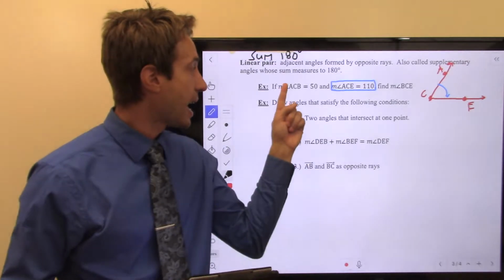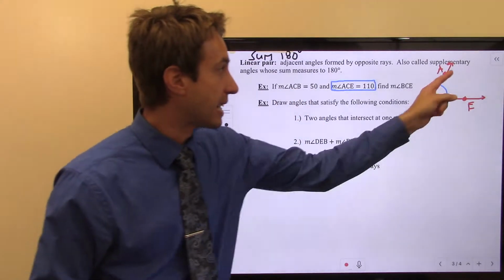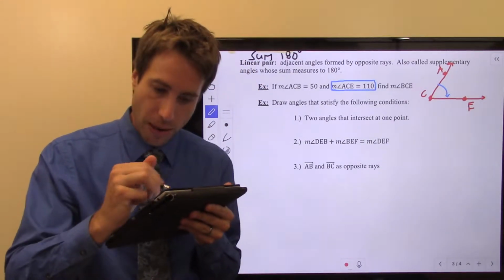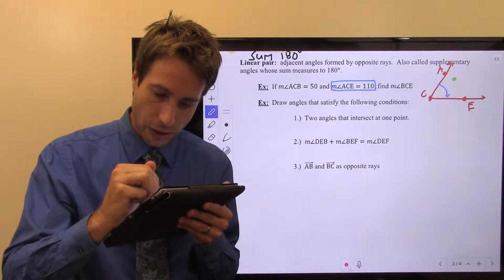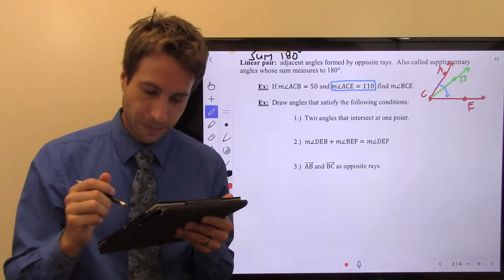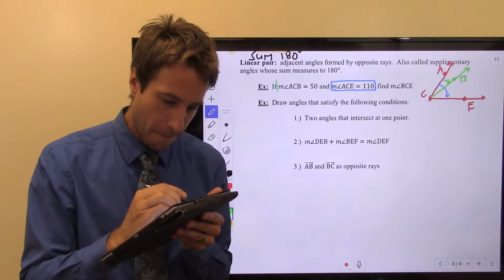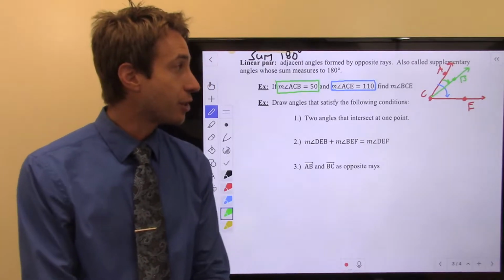Then I'm given ACB, which is 50. It's less than 110. It's somewhere in there. So let's go ahead and do that one. Let me put B, let's say right there. That looks like a good spot for B. We'll draw that right there. And I'm told that that is 50, right? Okay, what do they ask you to find?